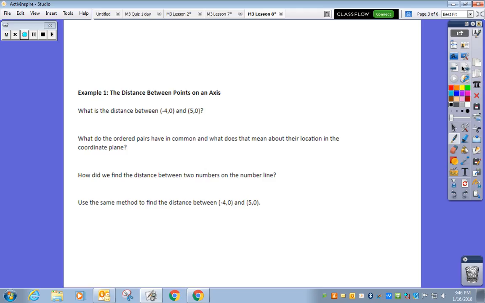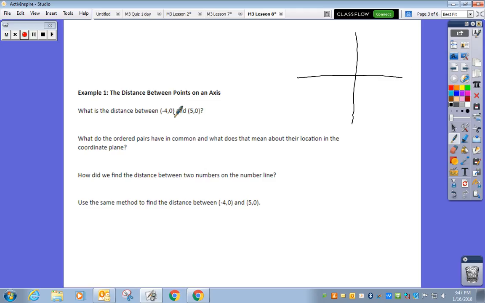So it asks us, what do the ordered pairs have in common, and what does that mean about their location on the coordinate plane? Okay, so what do they have in common, and what does that mean about their location on the coordinate plane? Well, I'm just going to draw a coordinate plane so we can look at this and see how the trick will help us.